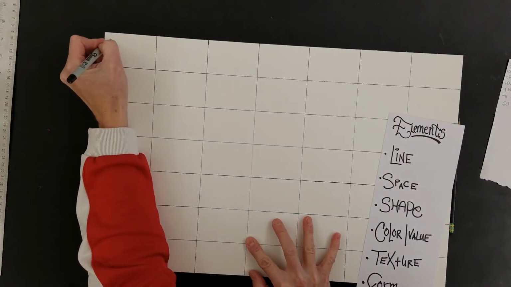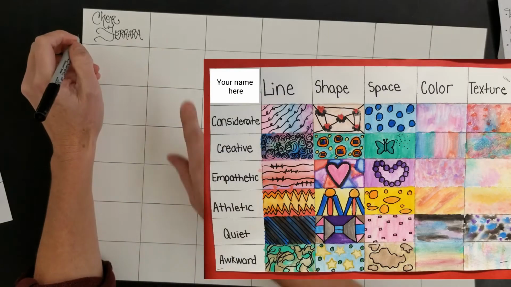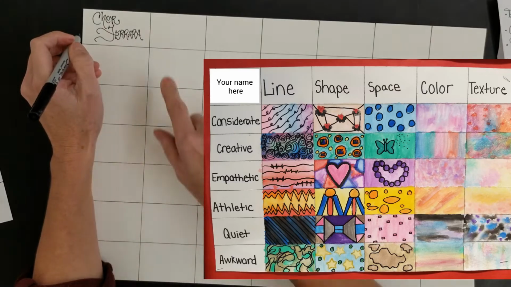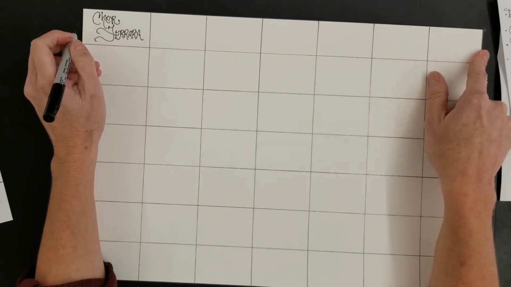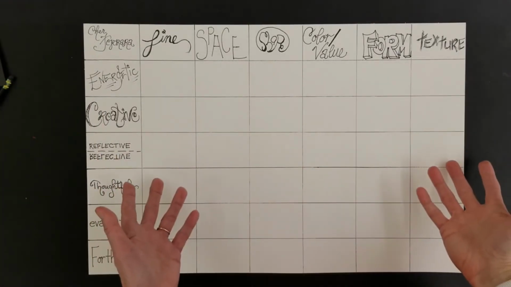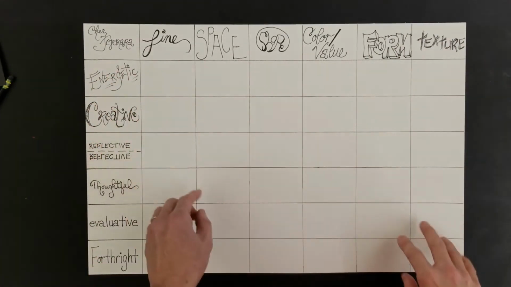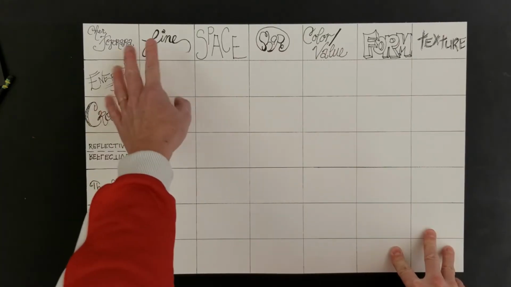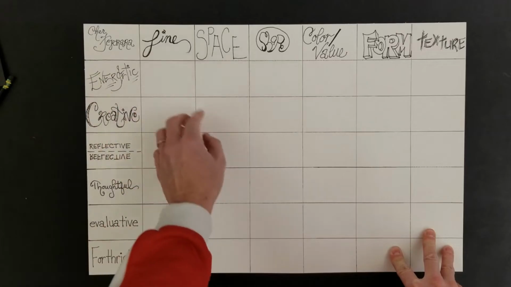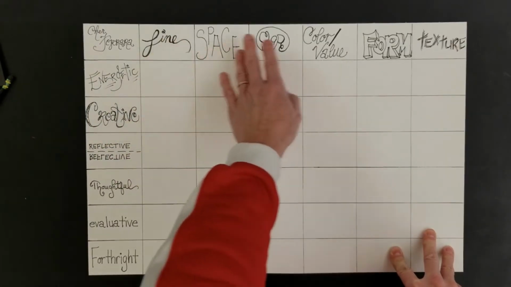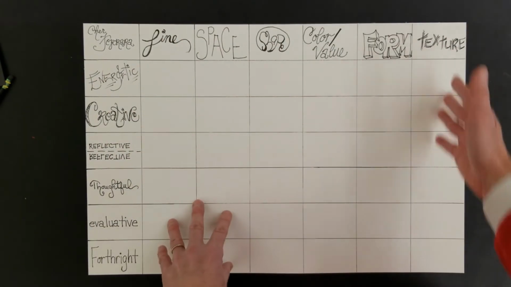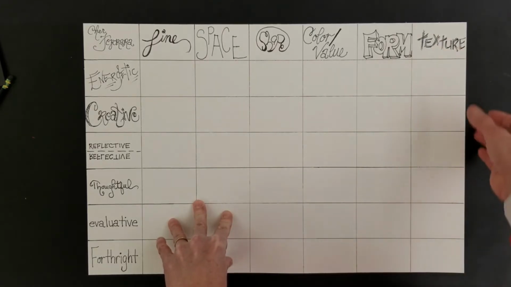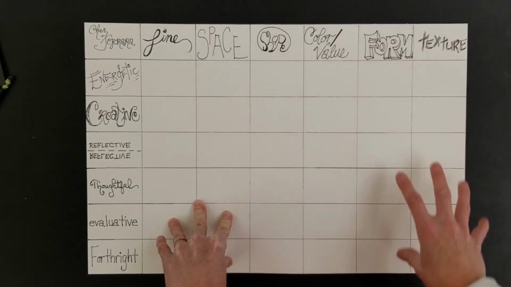Over here, this is where you're going to put your name. These are where you're writing your personality traits going down, and you're going to write your elements going across. And this is what your chart will look like when you have everything mapped out. The first block on the upper left is for your name, or you can reserve that anonymous, however you want to do it. And then you're going to put the elements going across the top. I like to put texture on the end just because there's a lot of different things and you might want to have that on the end. It's up to you.